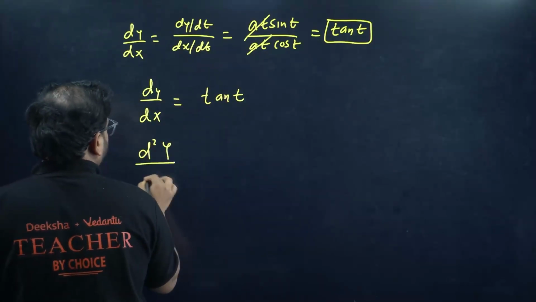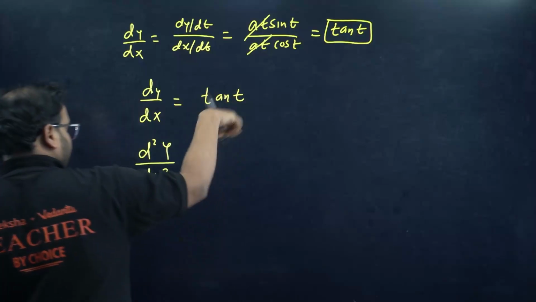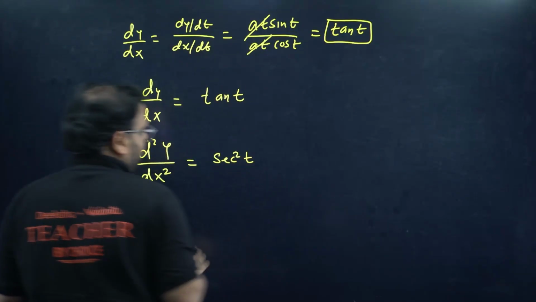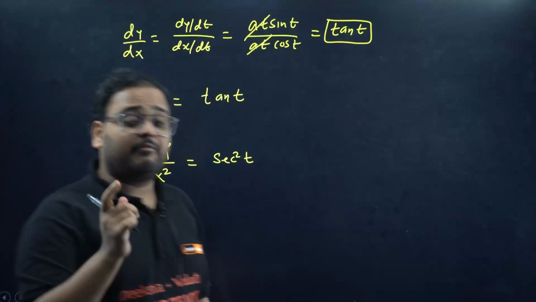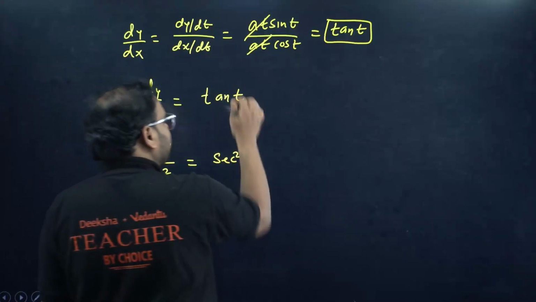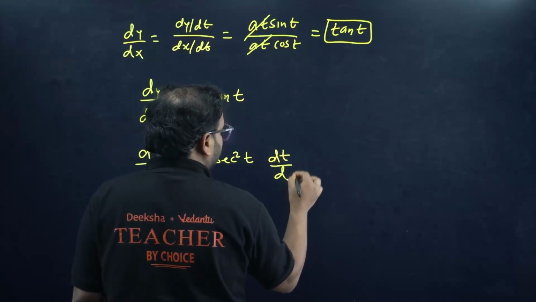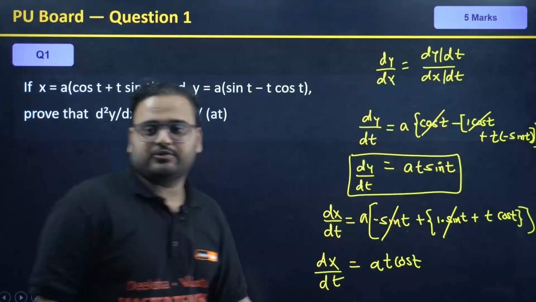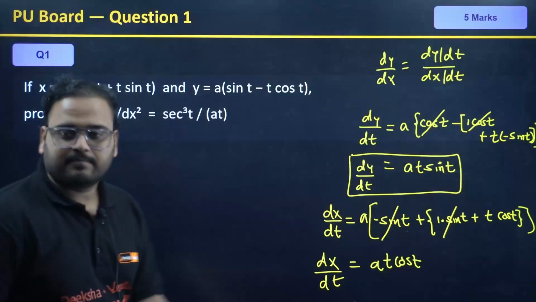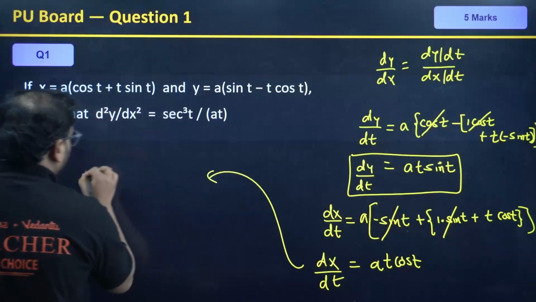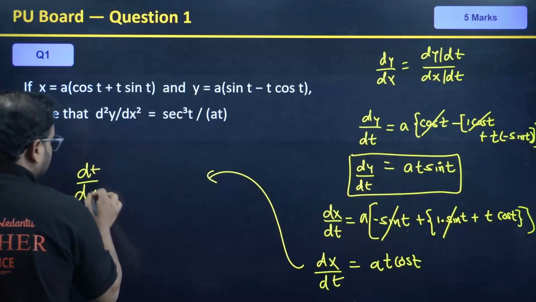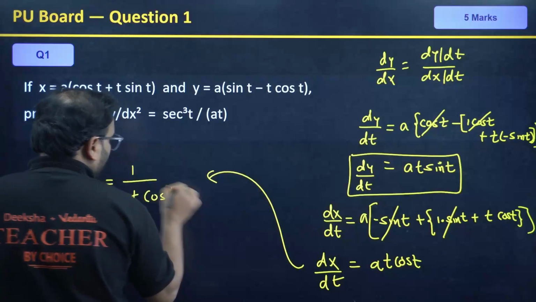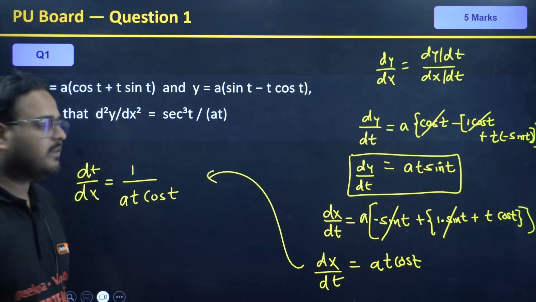We'll continue like this. d square y upon dx square. We have to differentiate this. So tan t becomes what? Secant square t. Is it sufficient? You have to apply the chain rule, because you have to differentiate t with x now. So dt by dx. We have dx by dt. Can you check? We have dx by dt. So from here we can find what? dt by dx, and that will come as 1 upon a t cos t. Reciprocal we can find.